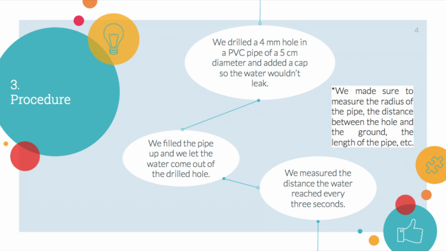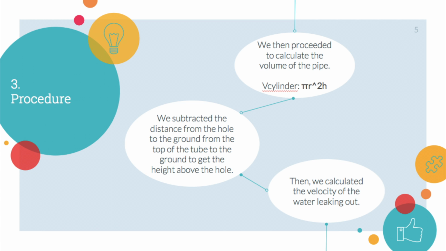We made sure to measure the radius of the pipe, the distance between the hole and the ground, and the length of the pipe, etc. We then proceeded to calculate the volume of the pipe using the following formula: pi times radius squared times the height. We subtracted the distance from the hole to the ground from the top of the tube to the ground, to get the height above the hole.